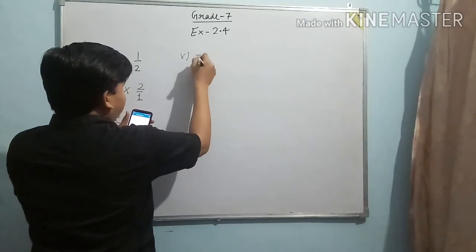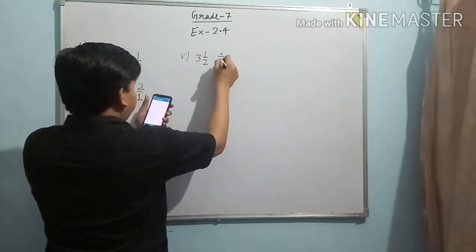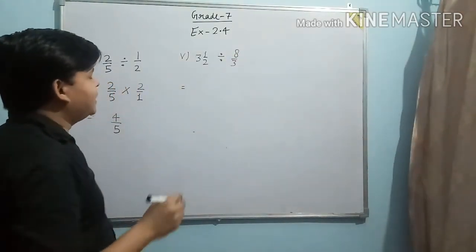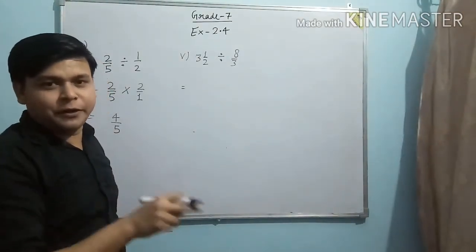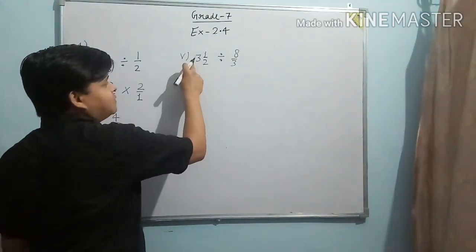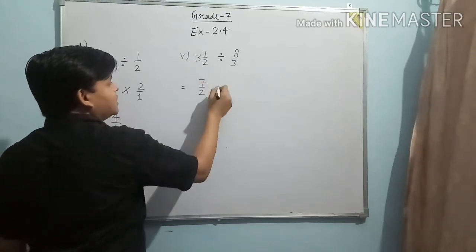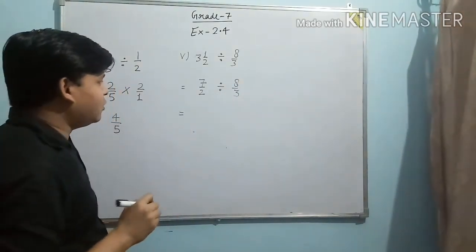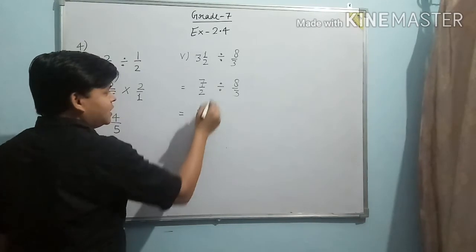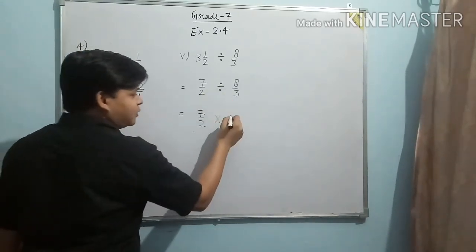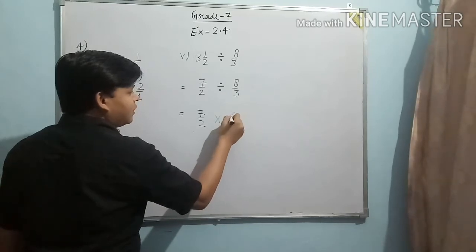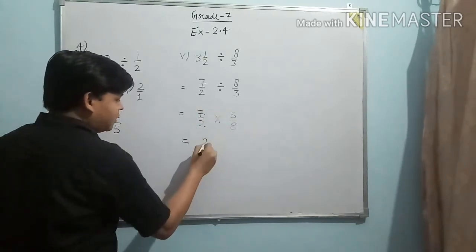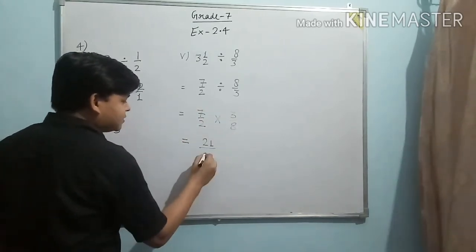Similarly, let's take the fifth part of this question. This is 3 complete 1 upon 2 divided by 8 upon 3. As I told you, whenever you see a mixed number, first of all convert that into an improper fraction. So 2 times 3 is 6, plus 1 is 7, that means 7 upon 2, this as it is, and 8 upon 3. Now let's apply the rule: the first number as it is, divide will become multiply, and 8 upon 3 will become 3 upon 8. Now let's multiply: 7 times 3 is 21, and 2 times 8 is 16.